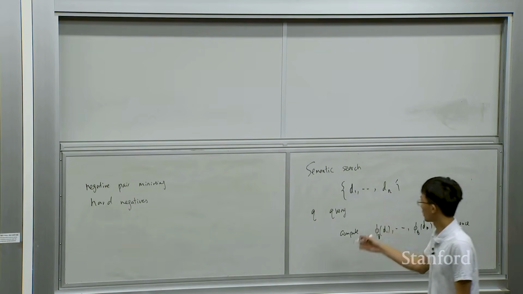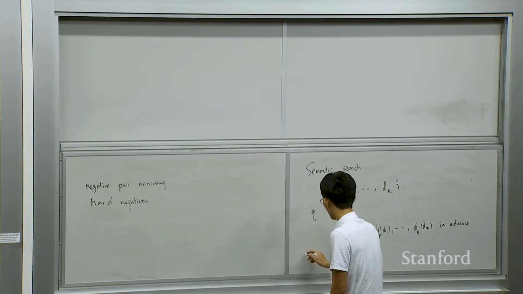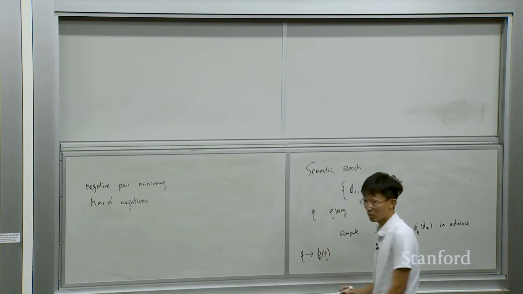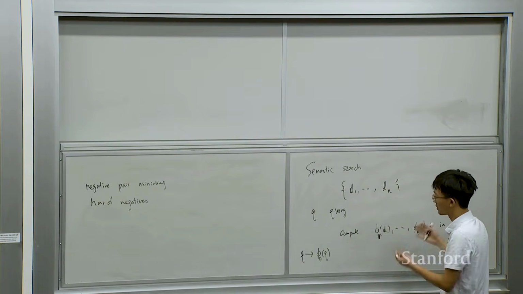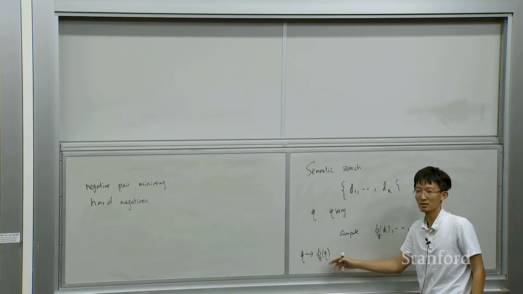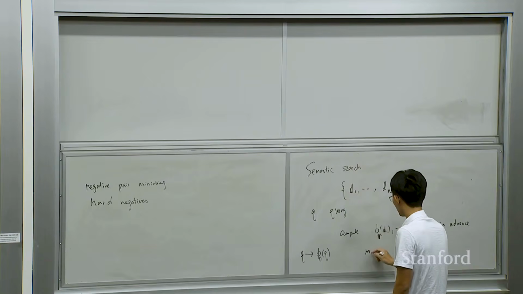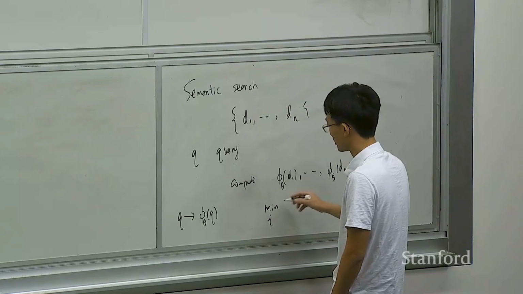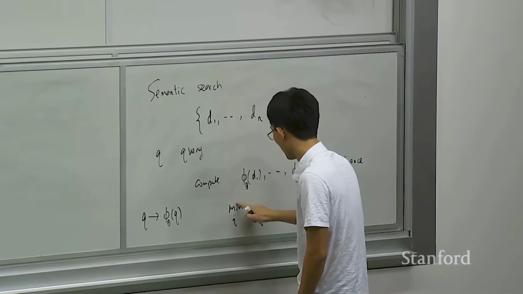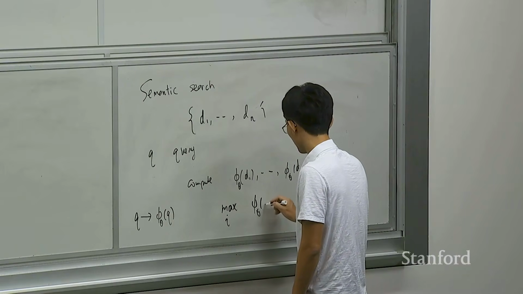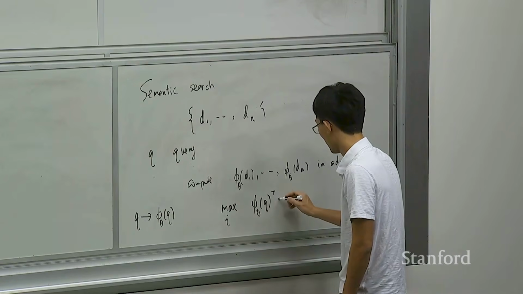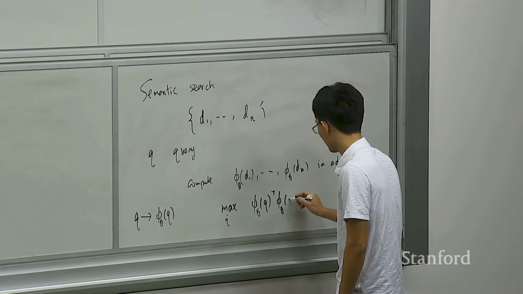And then given the query, so at test time, you have a query, you take the query and map it to the embedding of the query. And then among these embeddings, these points, you have a bunch of points, you want to find the nearest neighbor of this. You want to find the ID, say i, such that, let's maximize the inner product between phi theta of q and phi theta of d_i.